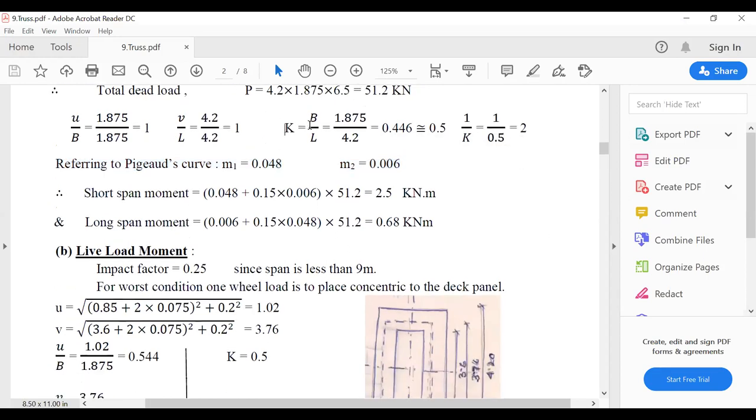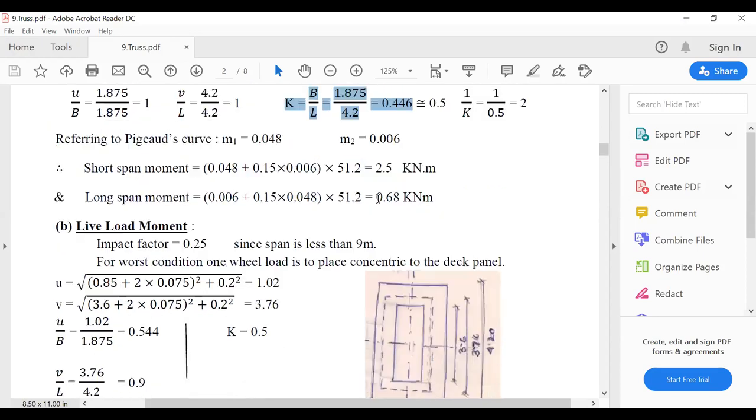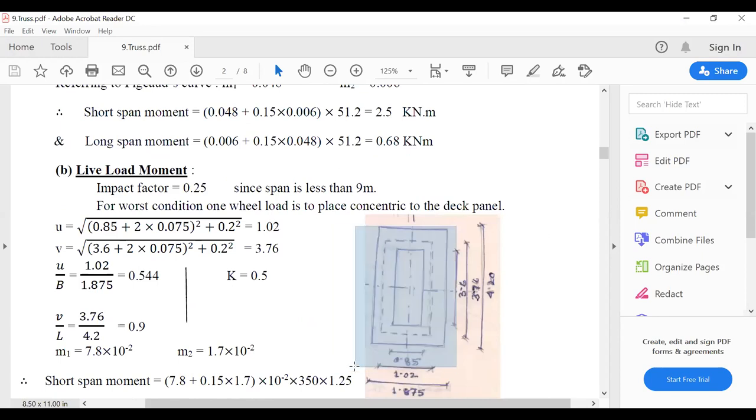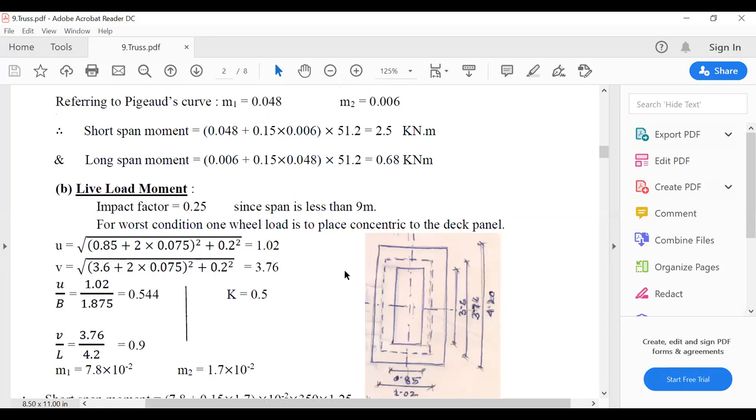Okay, K is what? Width by length, right? It is all related to one panel, just this panel. Width is 1.875, length is 4.2. So you just have to consider that panel. You don't have to think about the whole bridge.